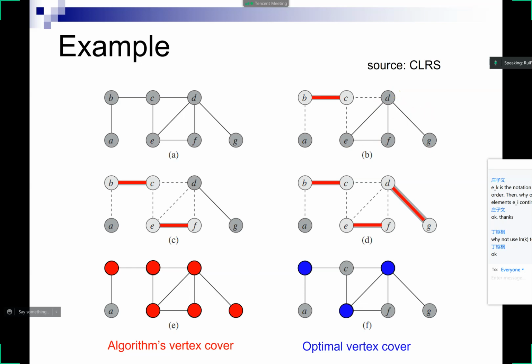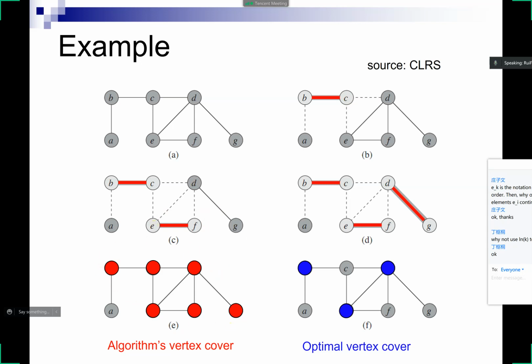Then you're going to pick any uncovered edge. Let's say you pick EF. You're going to add both E and F to your vertex cover, and remove all of the edges which are adjacent to either E or F. That leaves us with one uncovered edge, DG. So we're going to pick that edge, add both endpoints, and then remove all of the adjacent edges. In this case, there are no adjacent edges. In the end, the cover that we output is: we selected BC, we selected EF, and we selected DG. Therefore, we output 6 nodes in our vertex cover.